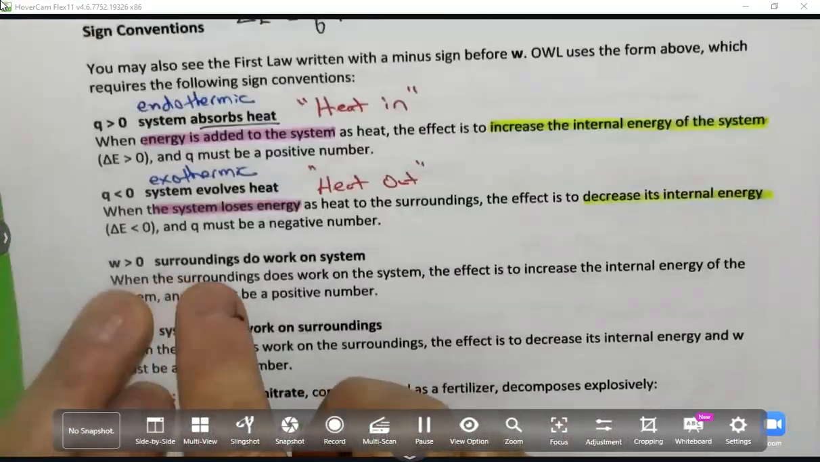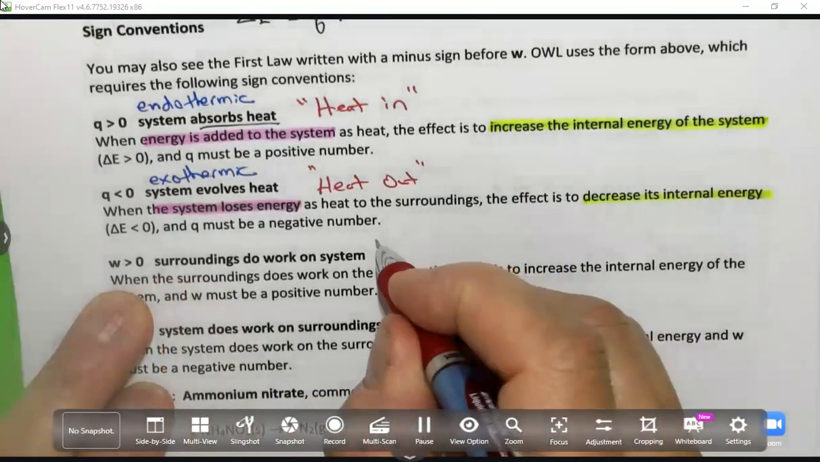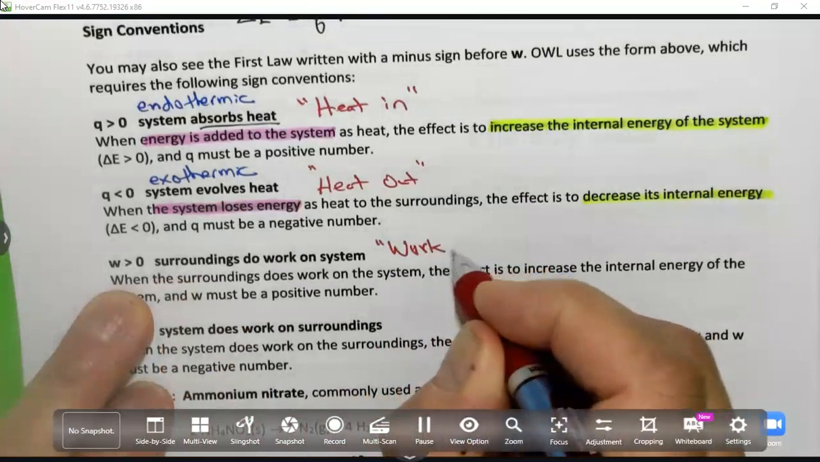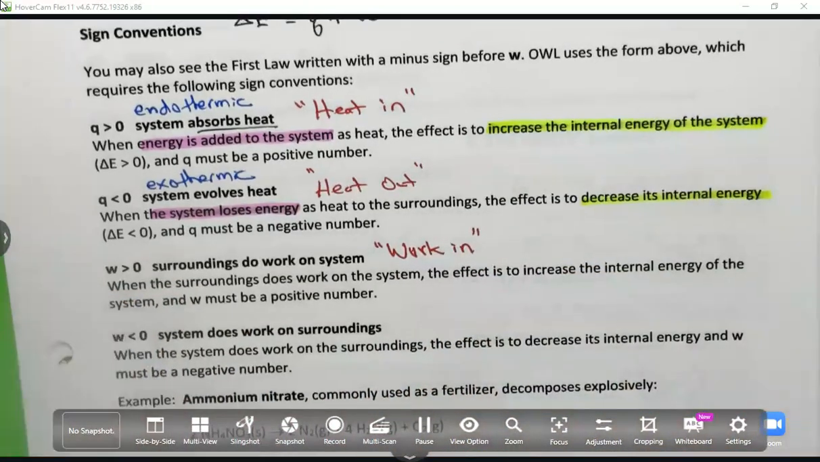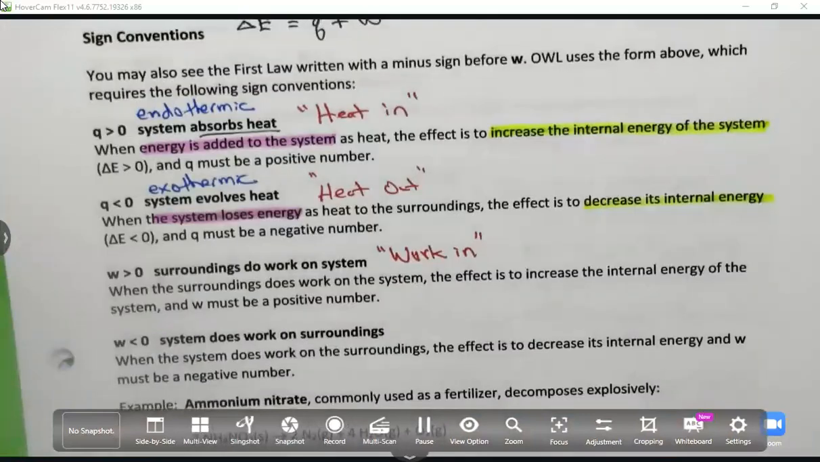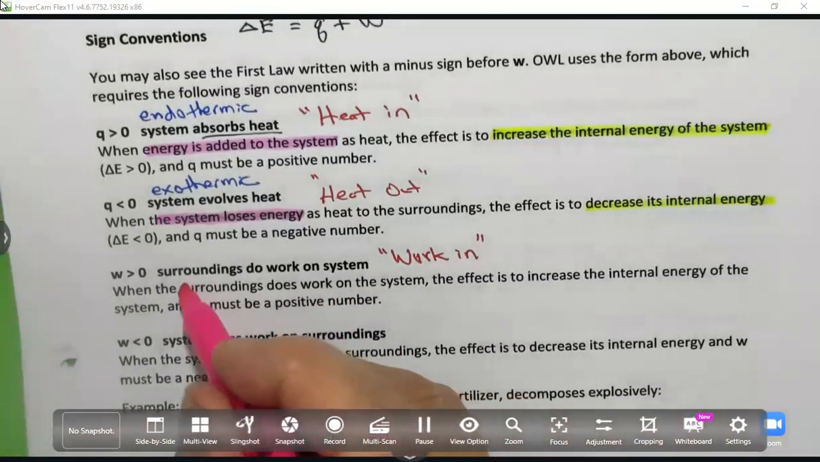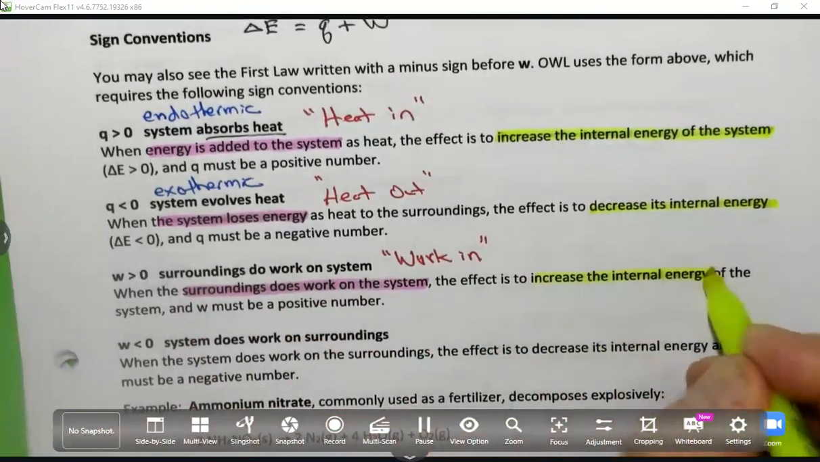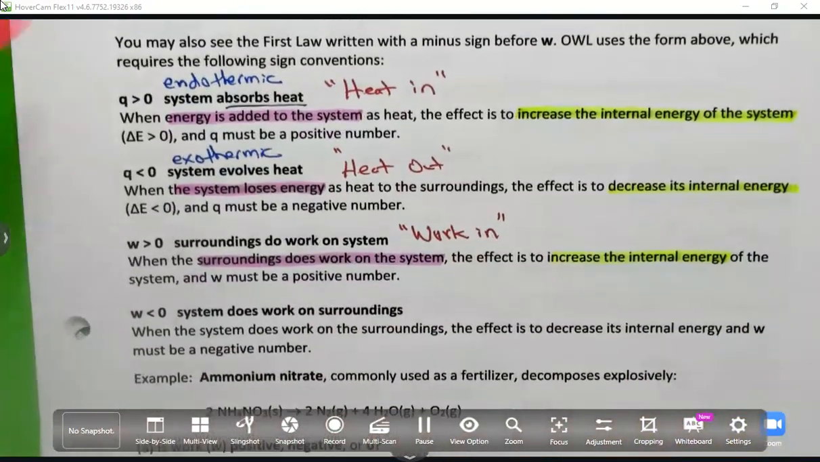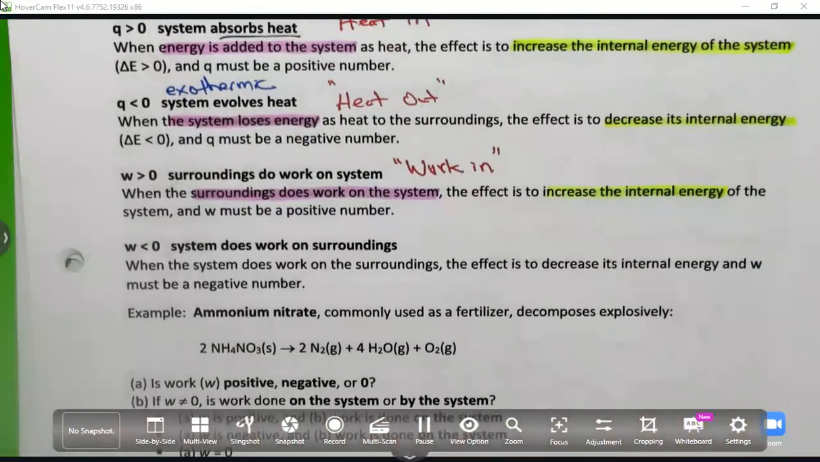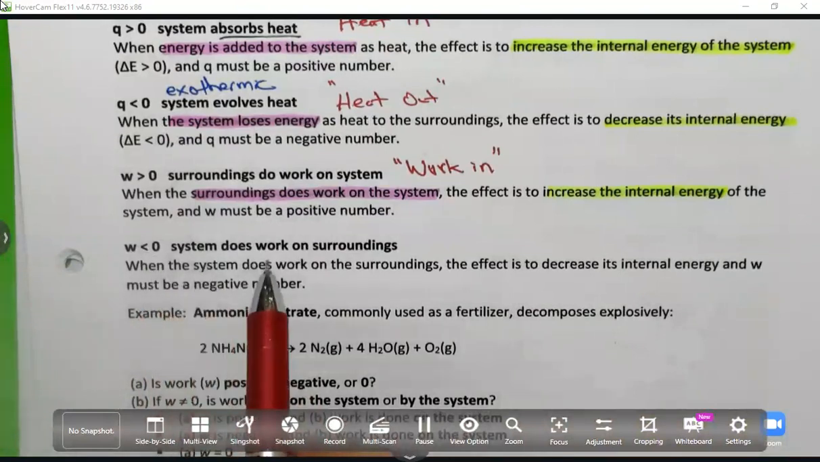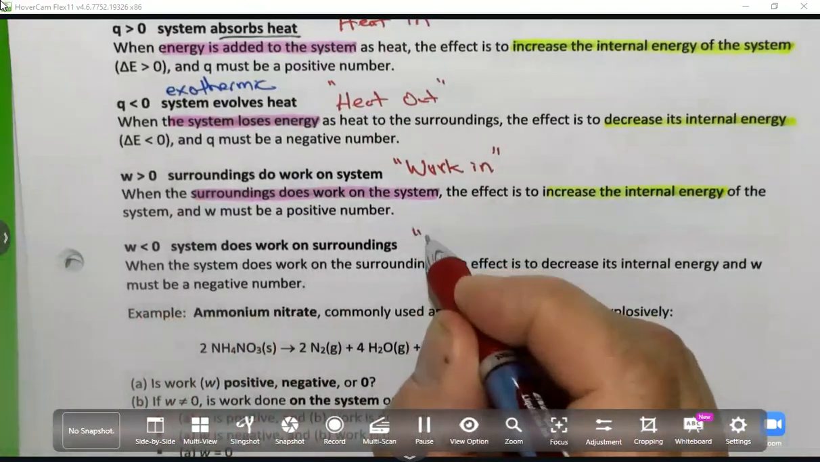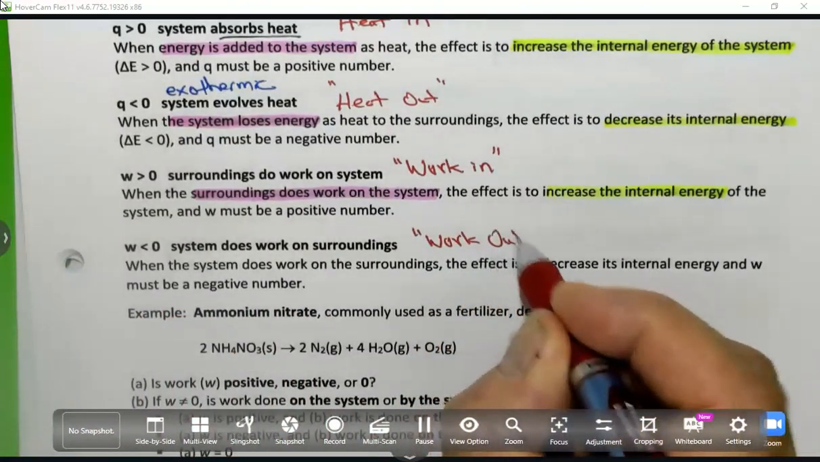If the work is greater than 0, think of this as work in. The surroundings do work on the system. An increase in internal energy. And work is less than 0 when the system does work on the surroundings. Think of this as work out.